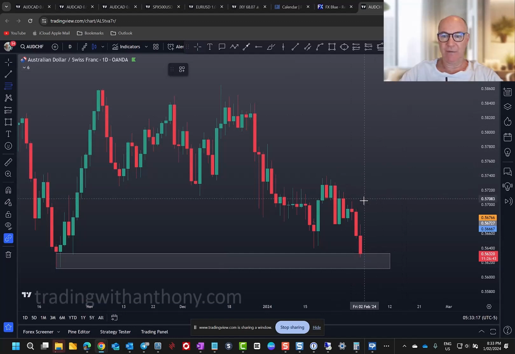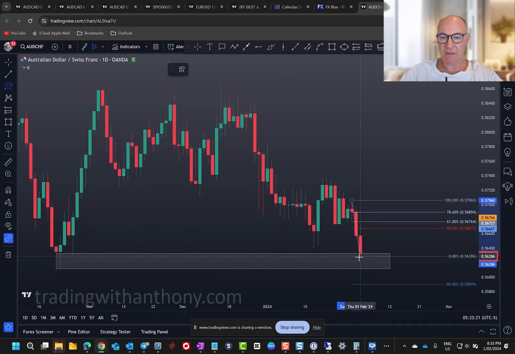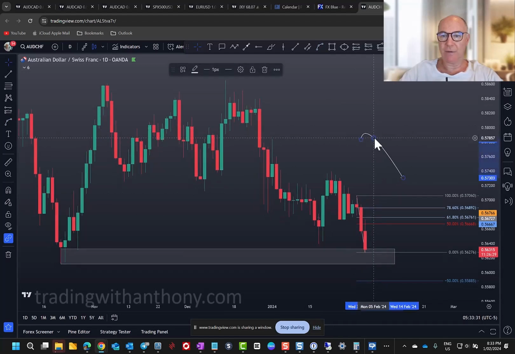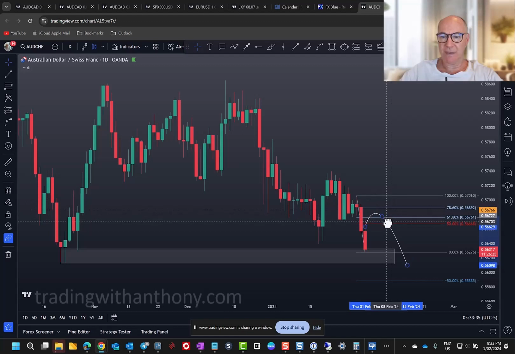if I grab a Fibonacci, we'll pull it from this swing high down to the swing low. And I'm looking for an entry point on a pullback into my optimal entry zone, and that's the 61.8 fib level. Something like that would do.